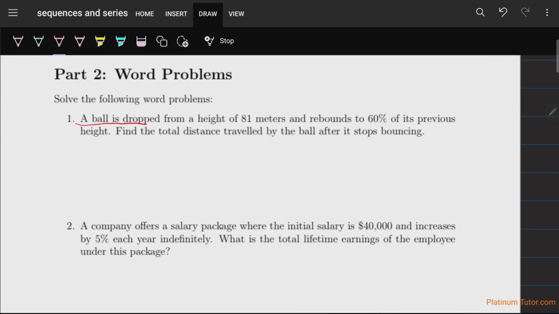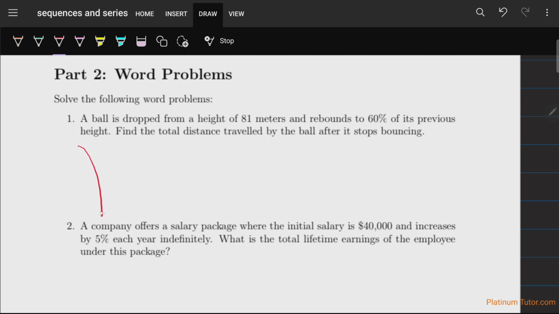So it says a ball is dropped from a height of 81 meters and rebounds to 60% of its previous height. Find the total distance traveled by the ball after it stops bouncing. And so the trick to this problem is to realize that the ball never really stops bouncing. So let's draw a diagram.